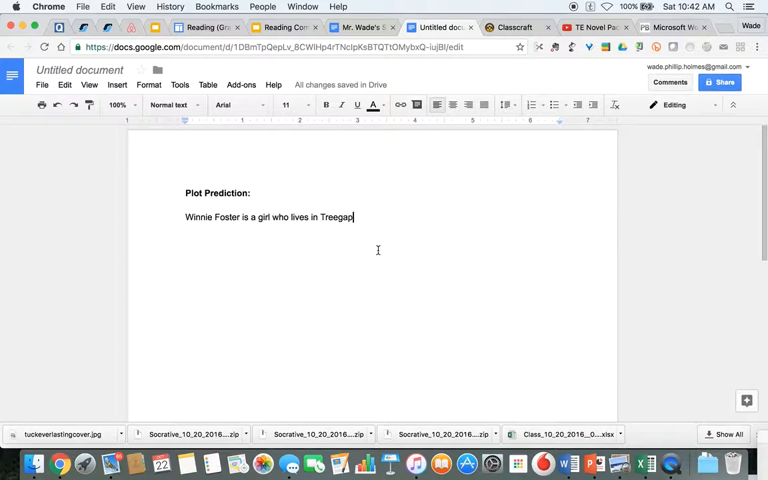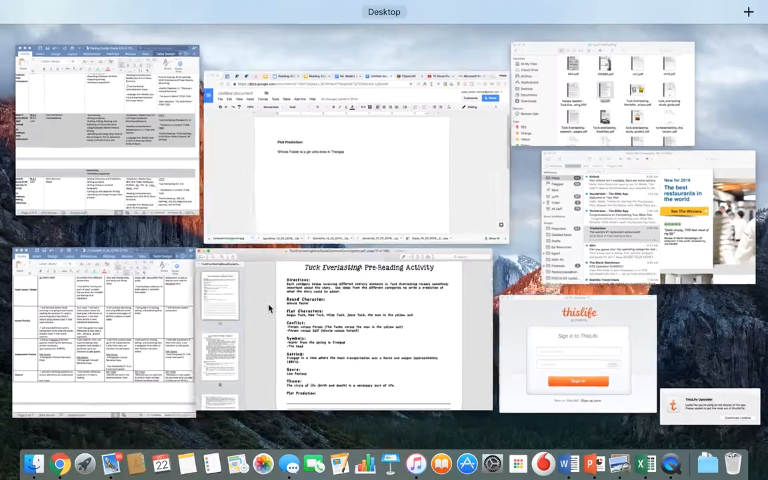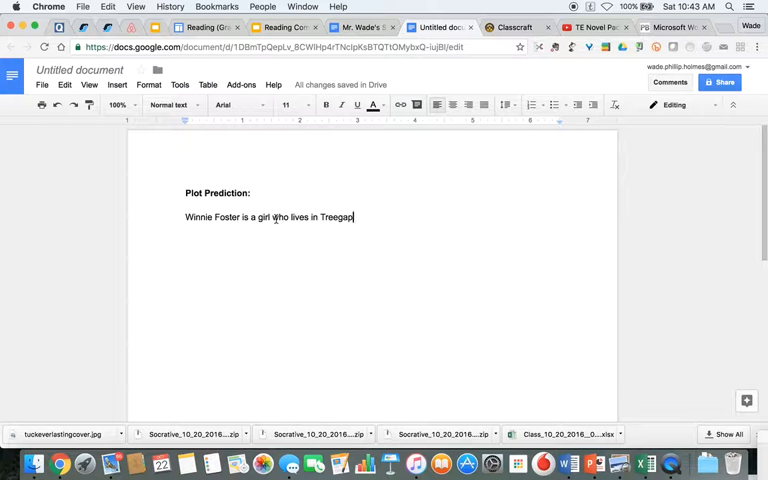And is there anything else that I can know about Tree Gap from this? It says in the setting that Tree Gap is in a time where the main transportation was a horse and wagon. So I might be able to use that in my plot prediction as well. Winnie Foster is a girl who lives in Tree Gap in the 1800s. So I just use that information to start my plot prediction.